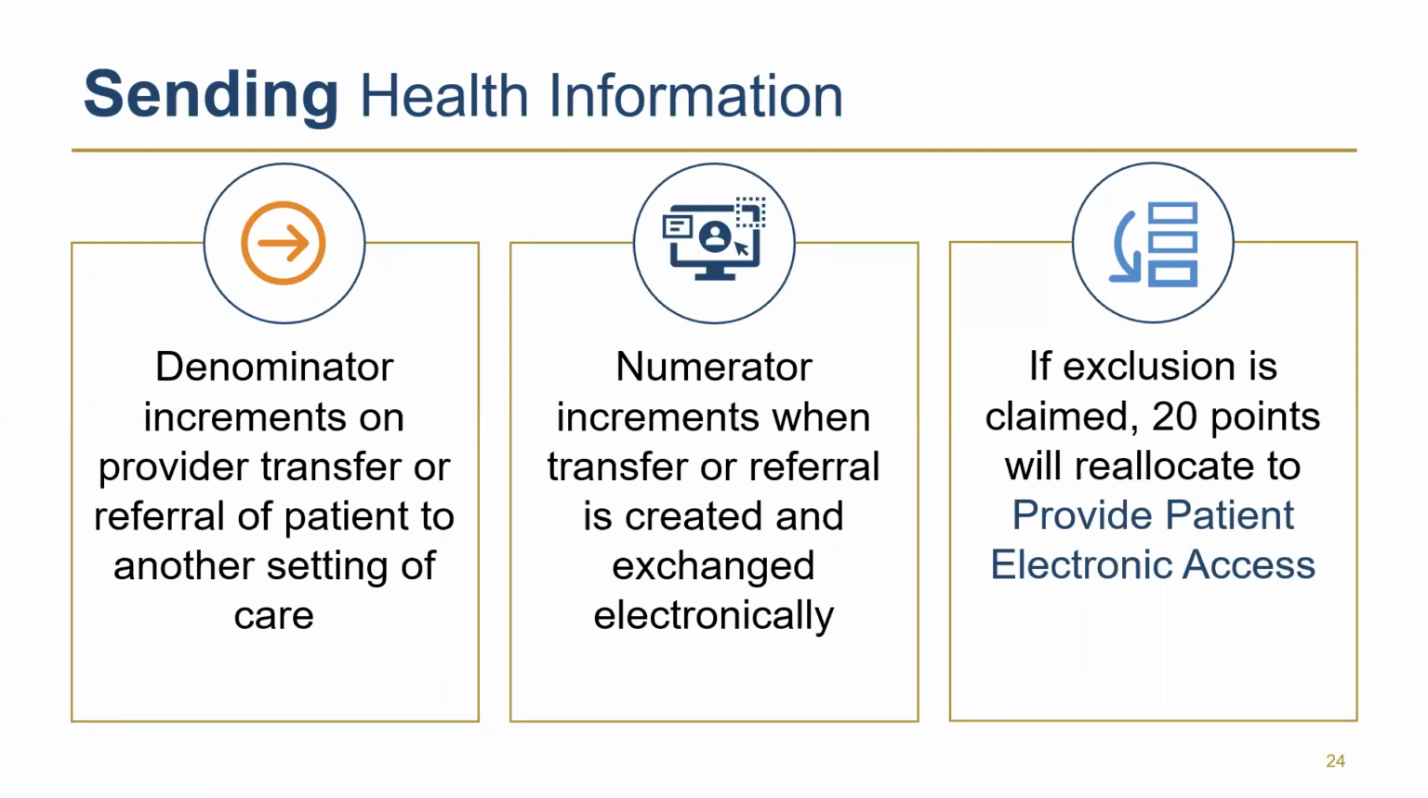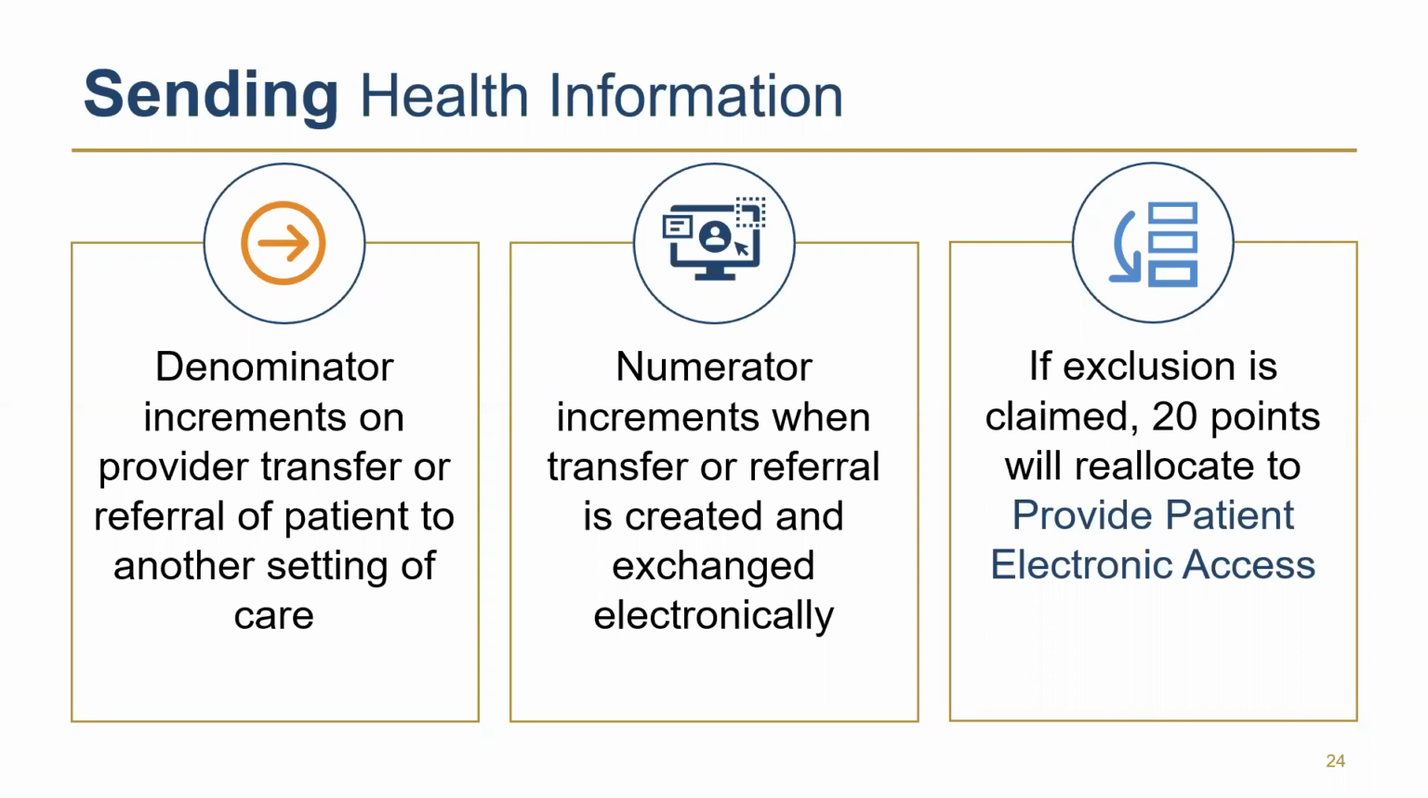For the sending health information measure, knowledge of the numerator and denominator are key as you evaluate this measure. So looking first at the denominator, it is the number of transitions of care and referrals during the performance period for which the MIPS eligible clinician was the transferring or referring clinician. The numerator is the number of transitions of care and referrals in the denominator for which a summary of care record was created using certified EHR technology and was exchanged electronically.